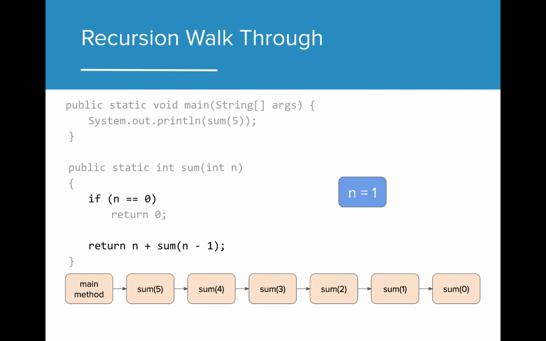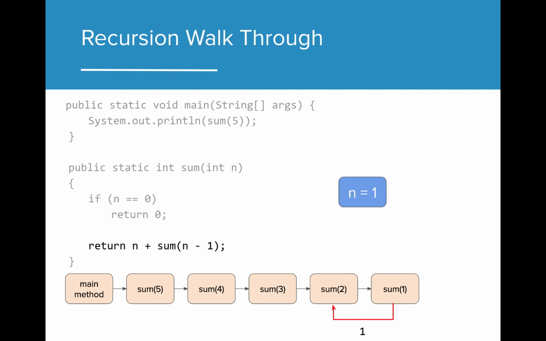Essentially, sum of 5 is waiting for sum of 4, which is waiting for sum of 3, etc. We finally get to n equals 0, which is our base case. We can now return 0 back to the sum of 1 function. Remember, the sum of 1 function is returning 1 plus sum of 0.